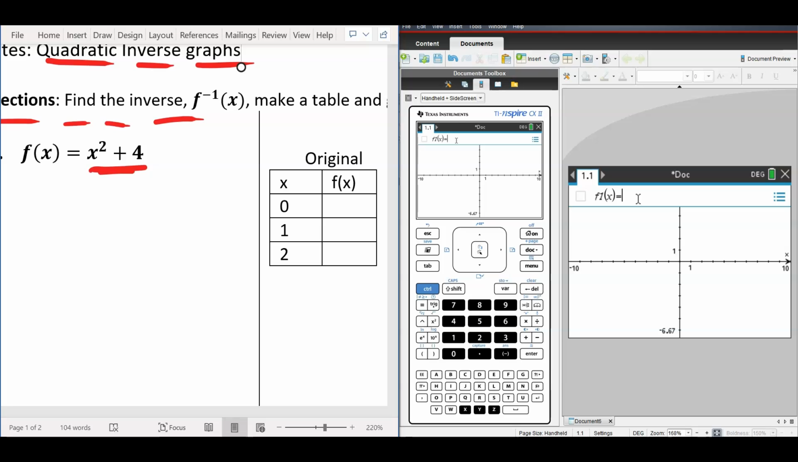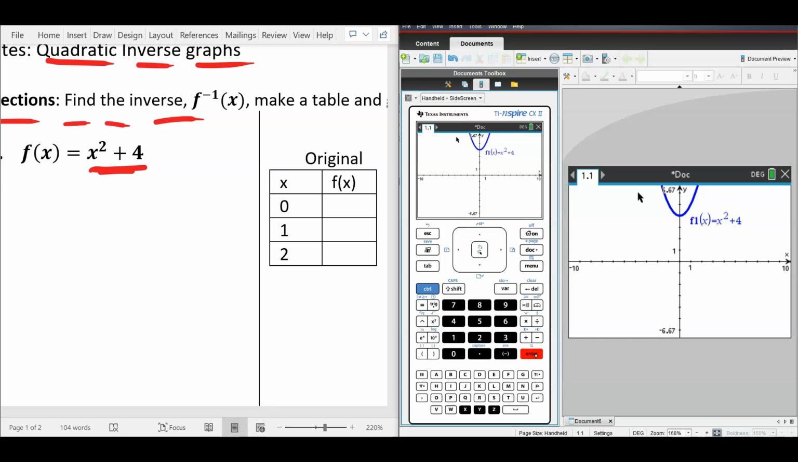X squared plus 4. Let's type that in. Has everybody graphed it? For real. You should have a graph that looks like this. And again, the reason why you need to know how to do this is because I need you to remember how to get the table. So if you're on your phone, don't do that.